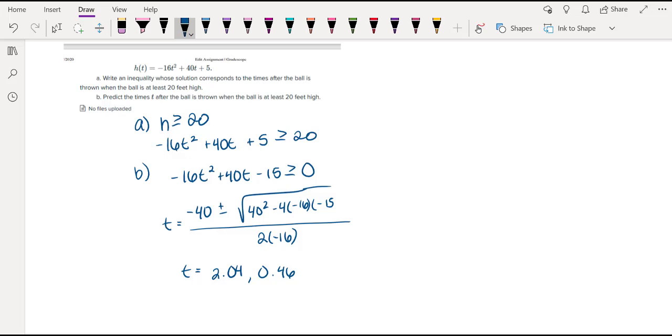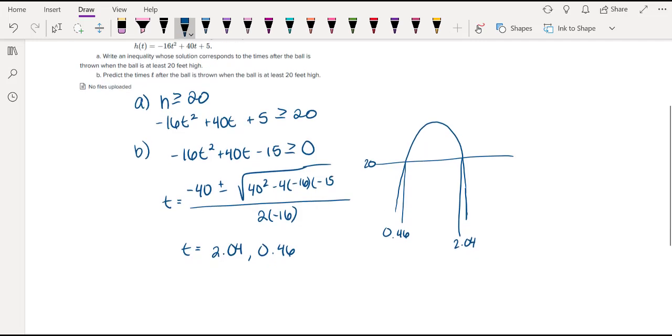So we want to think of the interval that this is true. When we throw up our ball, think about it, it's going to make this kind of shape, right? And so we're trying to find values that are above a height of 20. So we're going to have our smaller time first and our larger time second. So between 0.46 seconds and 2.04 seconds, our height is going to be greater than 20. So writing this in terms of an inequality, 0.46 seconds is less than t is less than 2.04 seconds.